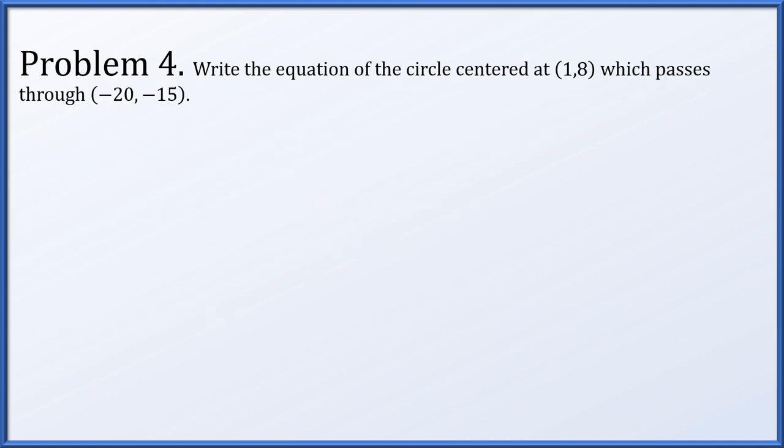In problem 4, we're asked to write the equation of a circle centered at a given point (1, 8), but we don't know the radius. What we know, however, is that it passes through the point (-20, -15). So the equation of a circle with center (x naught, y naught) and radius r would be (x - x naught) squared plus (y - y naught) squared equals r squared. We know the center, it's (1, 8).